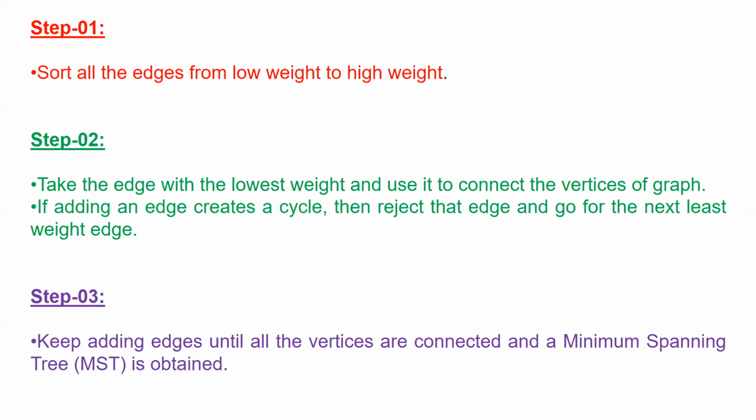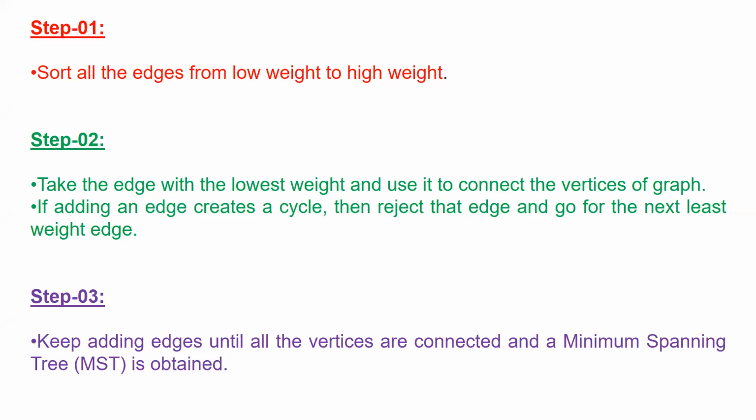So now we shall directly step to the stepwise logic of coming up with a spanning tree by applying the concept of Kruskal's algorithm. In step 1, we sort all the edges from lower weight to high weight. As we know, each and every edge in the given undirected graph has its own cost, also called the weight of the edge. So in Kruskal's algorithm, we first sort all the edges from lower weight to higher weight.